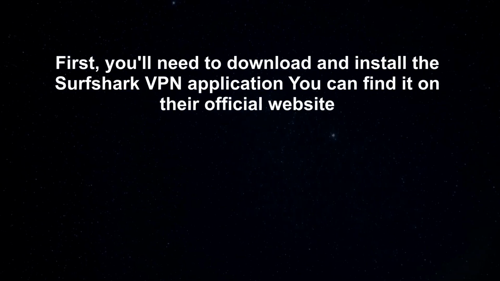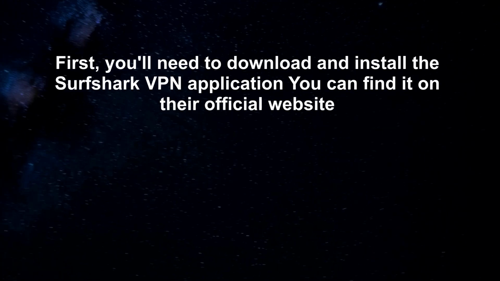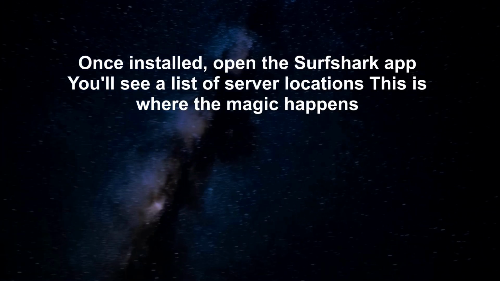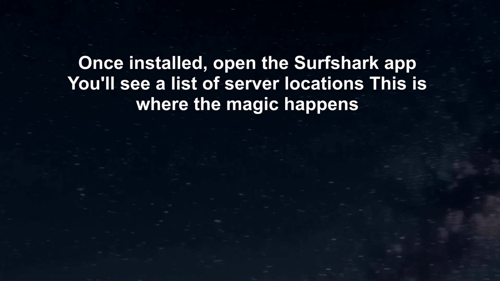First, you'll need to download and install the Surfshark VPN application. You can find it on their official website. Once installed, open the Surfshark app. You'll see a list of server locations. This is where the magic happens.